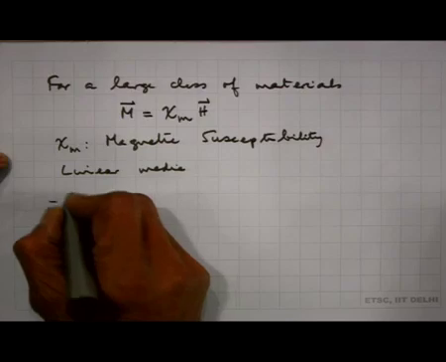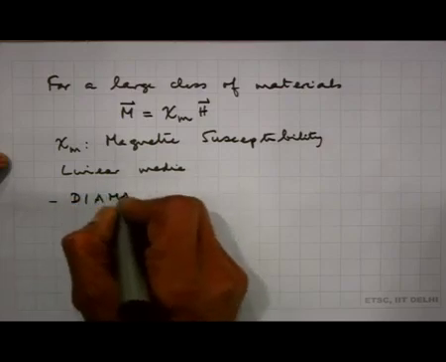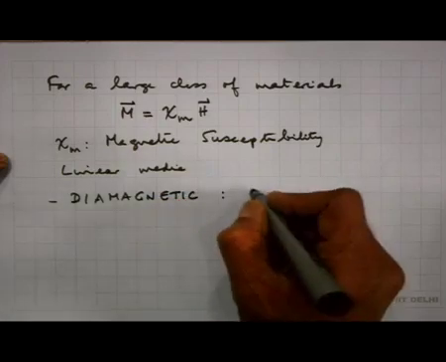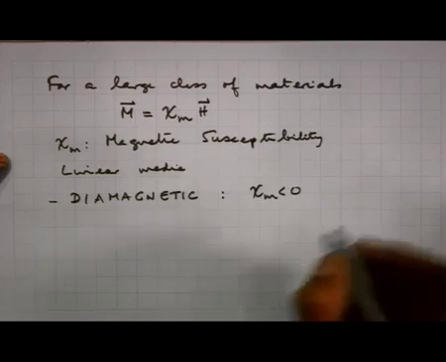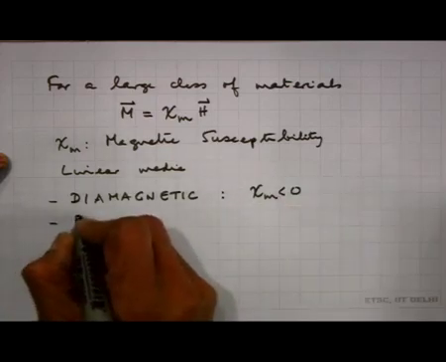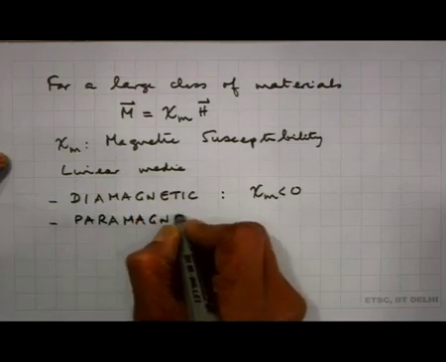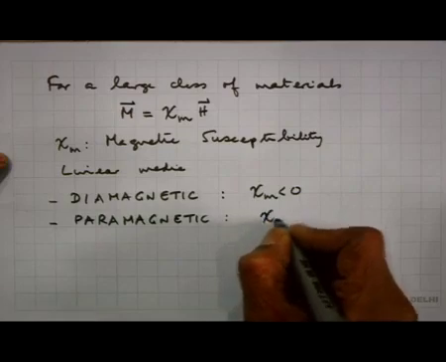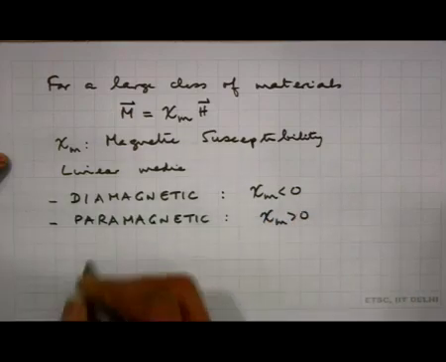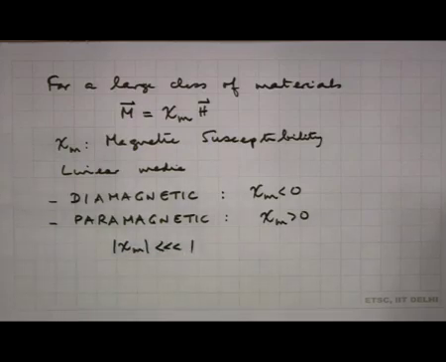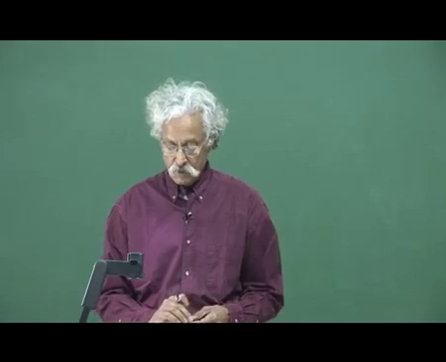One example is diamagnetic materials. Now, diamagnetic materials have a chi m which is less than 0, and paramagnetic materials have chi m greater than 0, and in both these materials the value of chi m is much less than 1. In both diamagnetic and paramagnetic materials, the value of susceptibility is very small compared to 1.